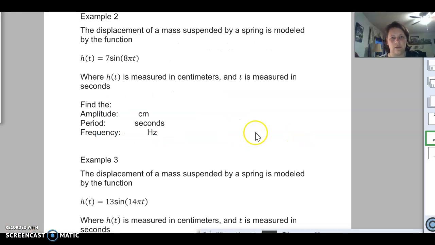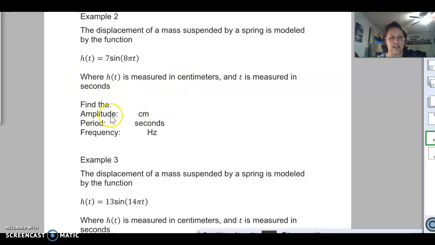Now this is where we get into something a little bit new. So example number 2, we have the displacement of a mass suspended by a spring is modeled by the function h of t equals 7 sine of 8 pi t. Now, this is not quite yet on this part 1 yet, but we are going to start getting back into some real world models and some real world applications of these sine wave functions. So where h of t is measured in centimeters and t is measured in seconds. So now we know that our height is in centimeters, time is in seconds.